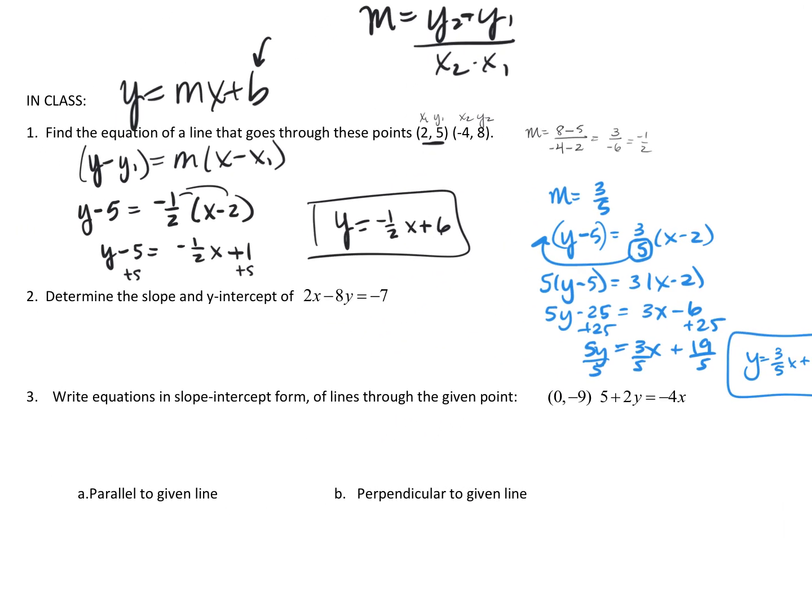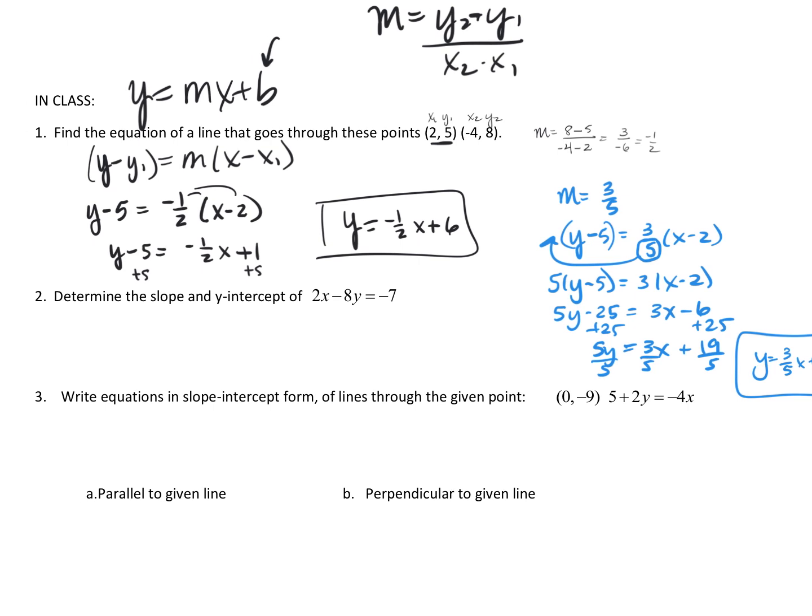Okay, now, determine the slope and the y-intercept of this line. Well, what do we need to do to find that? Can we just pick it out like it is? Solve it for y. So let's do some rearranging here. Solving for y, I'm going to start by moving the 2x over. So I get negative 8y equals negative 2x minus 7.